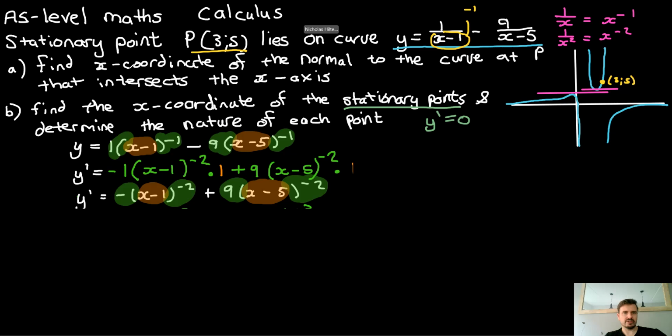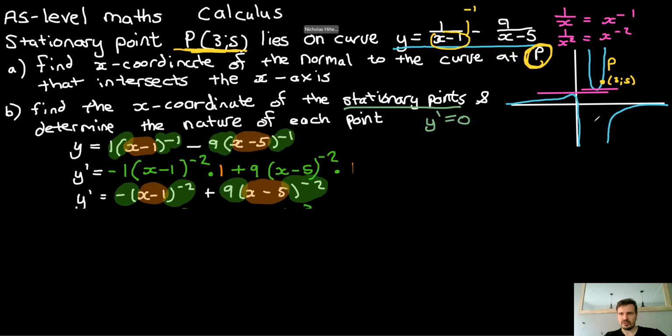Okay, so let's look. You've got the x-coordinate of the normal to the curve at P. So we know that P was this point here. P is (3, 5) on the graph. As I say, you don't need to draw the function because you can figure it out using the information you get. So when they say the normal to the curve at P, well, we know P is (3, 5). The normal means the perpendicular to the tangent.